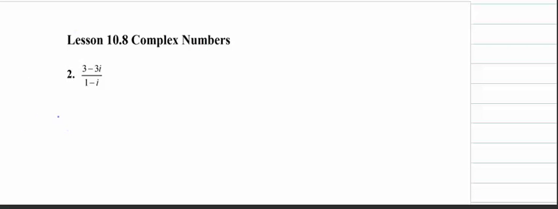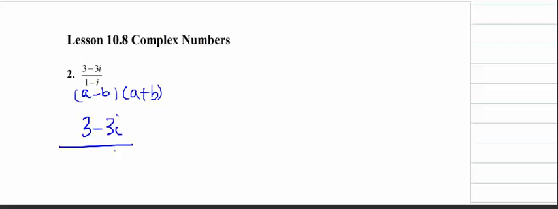So let's go ahead and do another division problem. This one is (3 minus 3i) over (1 minus i). So the denominator is of the form a minus b, so then the conjugate would be the a plus b. So let's go ahead and rewrite this then.